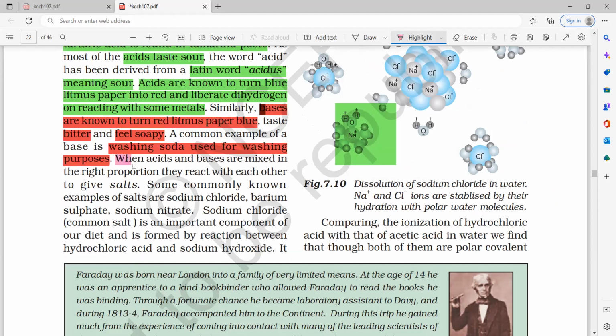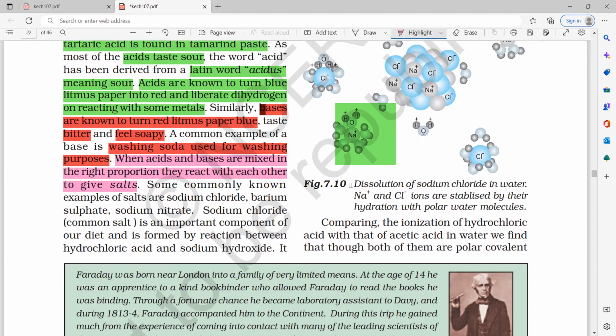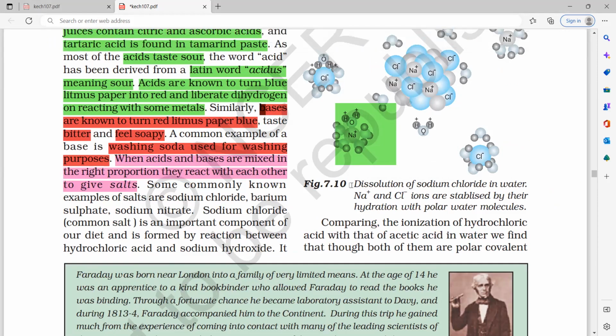When acids and bases are mixed in the right proportion, they react with each other to give salts and water. Some commonly known examples of salts are sodium chloride, NaCl, barium sulfate, BaSO4, and sodium nitrate, NaNO3. Sodium chloride, common salt, is an important component of our diet, and it is formed by the reaction between hydrochloric acid and sodium hydroxide.